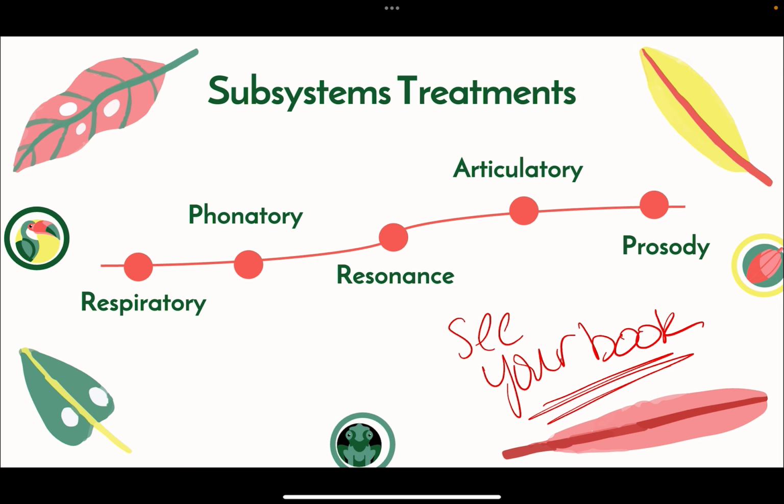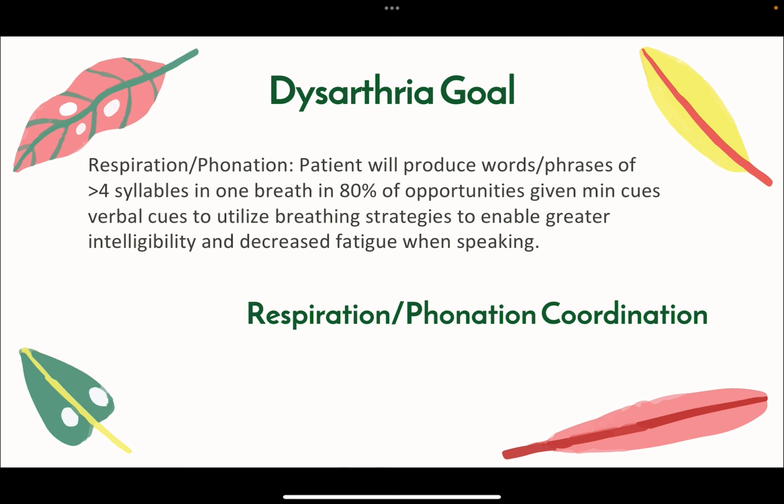So let's look at some goals, because I want you to see how goals are written very differently for our patients when they're getting therapy for dysarthria. So this is in particular respiratory or phonation, and this is for coordination. So you'll see that patient will produce words and phrases of greater than 4 syllables in one breath in 80% of opportunities, given minimal verbal cues, or to utilize breathing strategies to enable greater intelligibility and decrease fatigue when speaking.